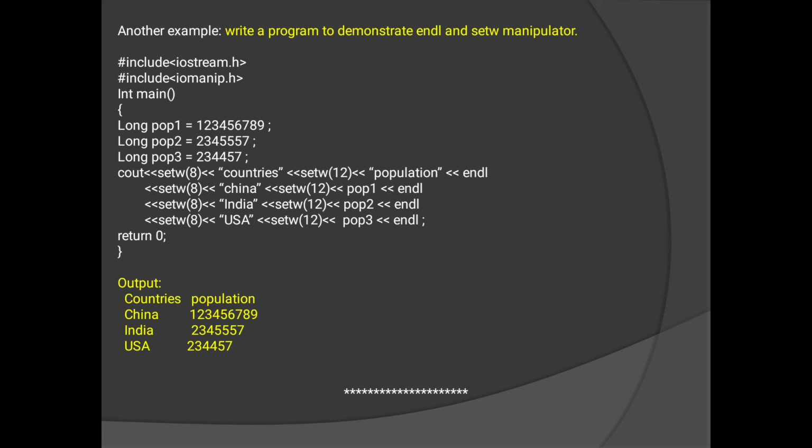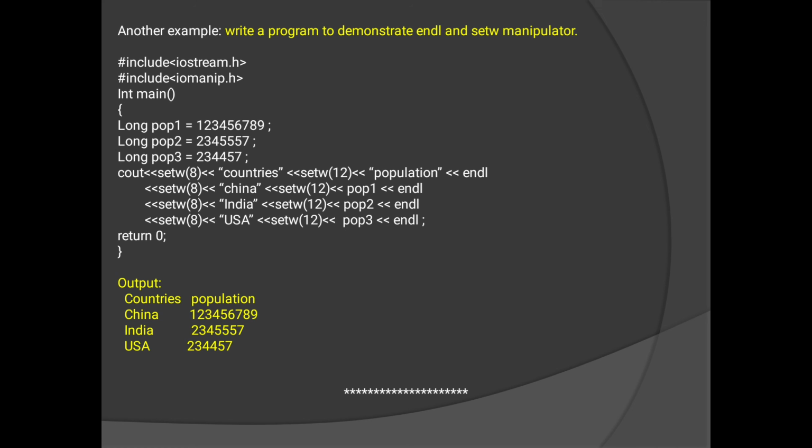Then after that, you can see that just before the population variables pop1, pop2, pop3, pop1 will display the value that is stored, pop2 will display the value that is stored in that variable, and pop3 will display the value stored in that variable, right? So when you set the width to 12, when it is printed out in the output, you can see that now there's a distinction between the countries column and the population column. So it comes as a straight line.